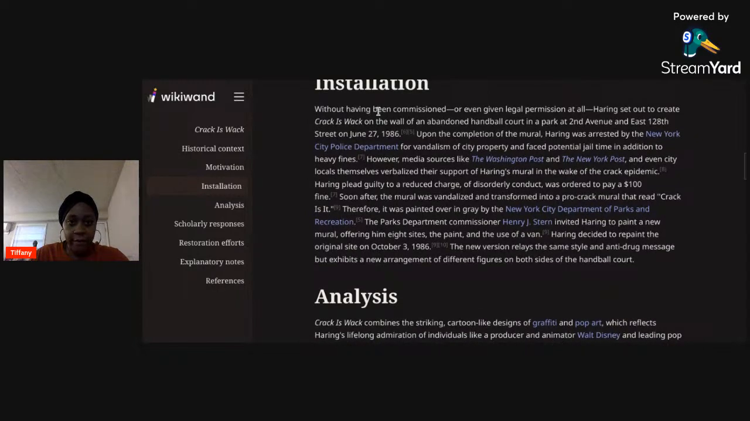So it says, without having been commissioned or even given legal permission at all, Haring set out to create Crack Is Whack on the wall of an abandoned handball court in a park at 2nd Avenue and East 128th Street on June 27, 1986. Upon the completion of the mural, Haring was arrested by the New York City Police Department for vandalism of city property and faced potential jail time in addition to heavy fines. However, media sources like the Washington Post and the New York Post and even city locals themselves verbalized their support of Haring's mural in the wake of the crack epidemic.